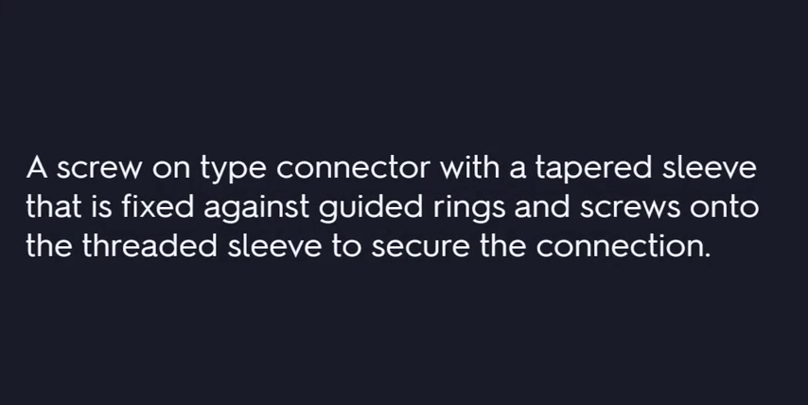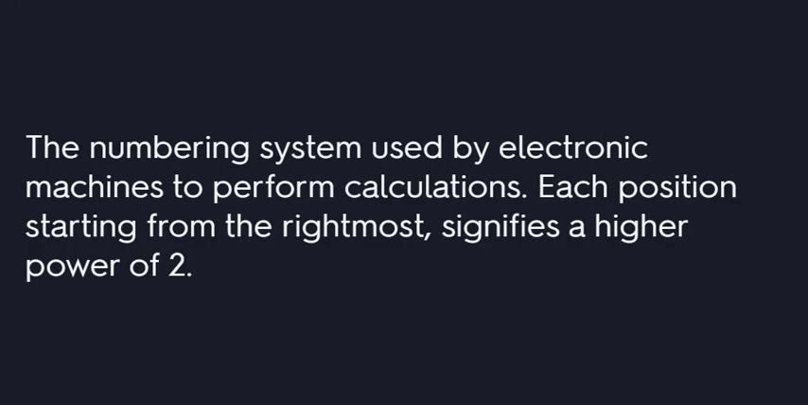BGP: a path vector routing protocol used by ISPs to establish routing between one another. Biconic: a screw-on type connector with a tapered sleeve that is fixed against guided rings and screws onto the threaded sleeve to secure the connection.